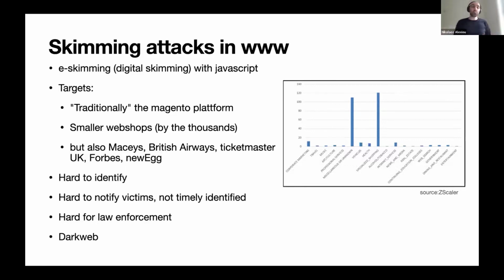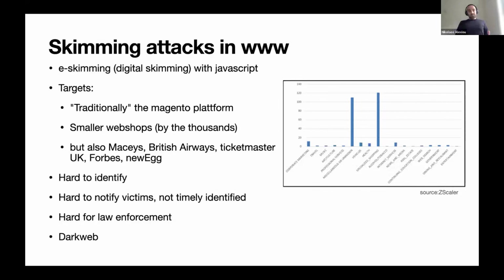But that's not the whole story. They also have some more popular targets, which include Macy's, British Airways, Ticketmaster, Forbes, and so on. A characteristic of these attacks is that they are hard to identify. You have to be monitoring. You have to realize that something happens in your production. That's not really as straightforward as it sounds.